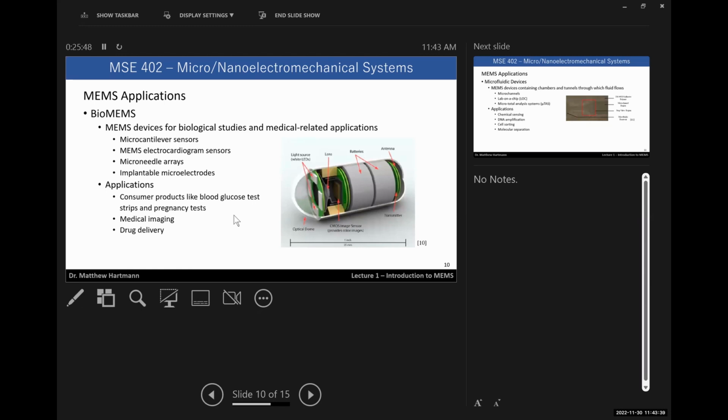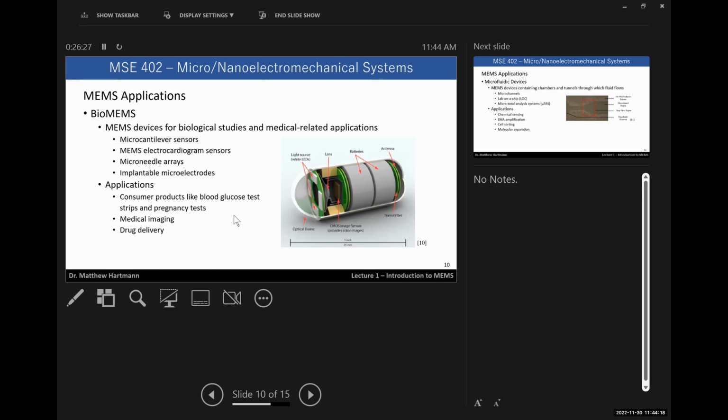Then we have BioMEMS, micro cantilever sensors that deflect depending on the size of the molecules that affix to them. Biometric sensors, micro needle arrays, so that when you inject medicine into somebody, it doesn't actually go into the subdermis and hit your nerves, so you can inject medicine without causing any pain. Implantable microelectrodes. I am a diabetic, so I actually use these MEMS based test strips every single day.